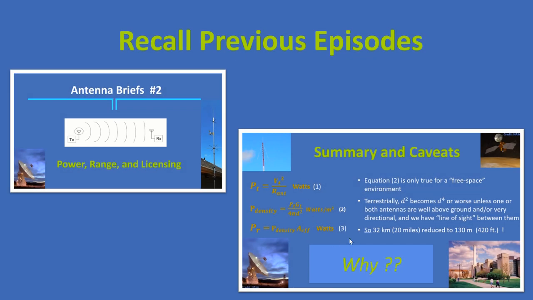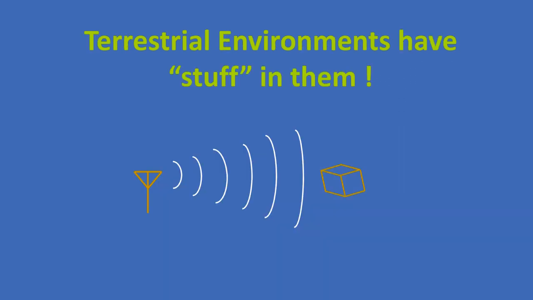So why is the transmission range in a terrestrial application so much shorter than it can be with a free space line of sight situation? Well, the answer is fairly simple to state. Terrestrial environments have stuff in them, a lot of stuff. Now, when we're first learning things, it's important to keep the situation as simple as possible, and then we build on that. And that's what I hope for us to be able to do with this video.